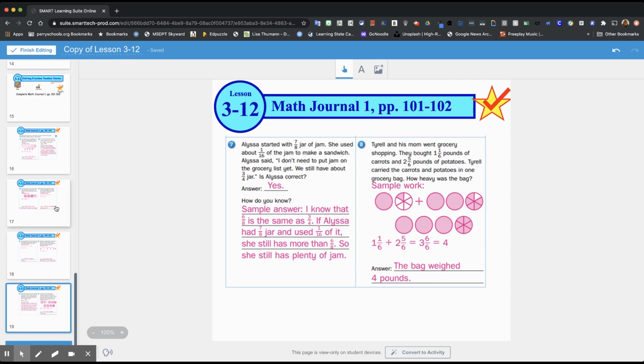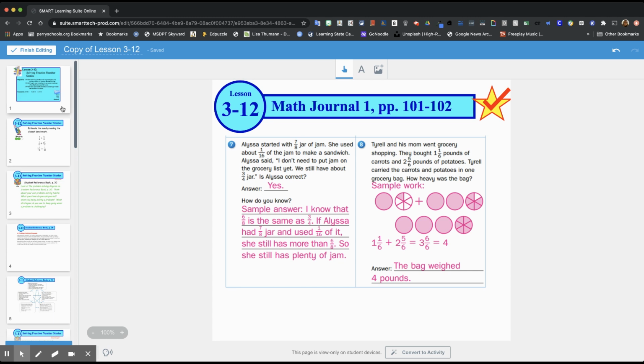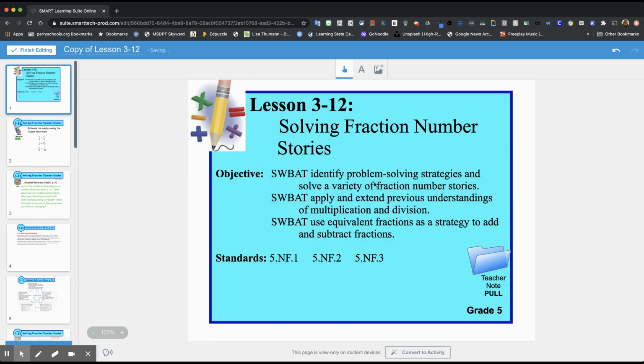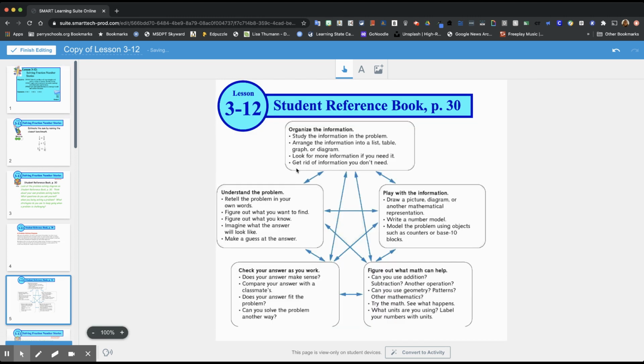This is where we are finished with lesson 12. Again, remember the big part was identifying those problem-solving strategies. If you ever need it, it's on page 30 in your student reference book.